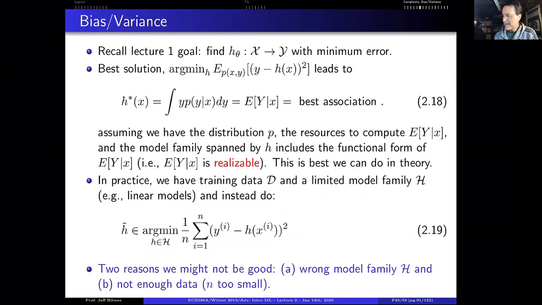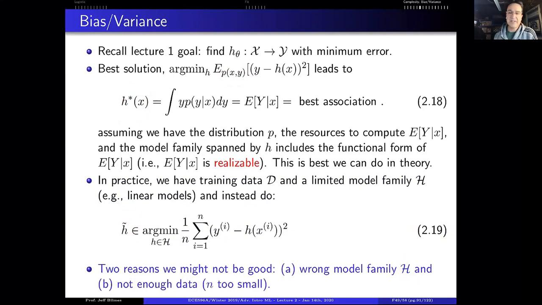So the question is, we want to mathematically analyze the difference between the optimal case and the practical case. And there are two main reasons why it might not be good. It could be the case that we have the wrong model family or not enough data. But by not enough data, what that really would mean is that we don't have a good representation of this probability distribution. Now, it could also, of course, be that there is no true probability distribution.